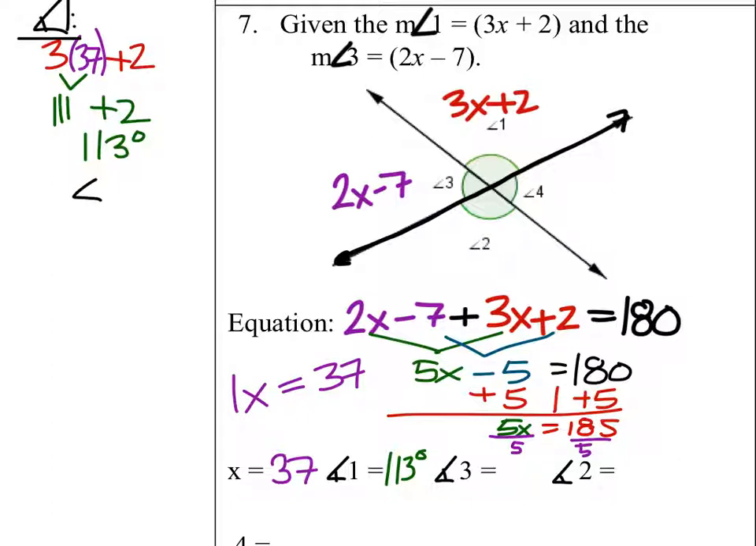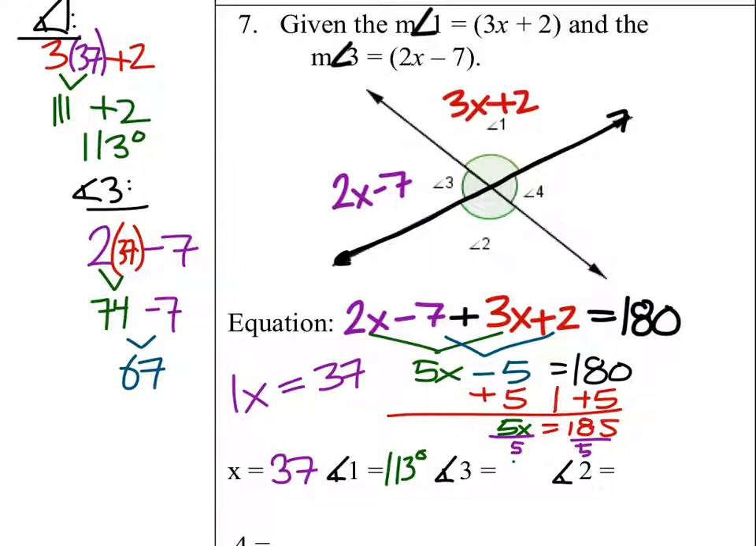Alright, next we can find angle 3, which was 2x minus 7. But we solved for x, and it was 37. So 2 times 37 is 74. 74 minus 7 is 67. Bam, 67, very good. So angle 3 is 67 degrees.